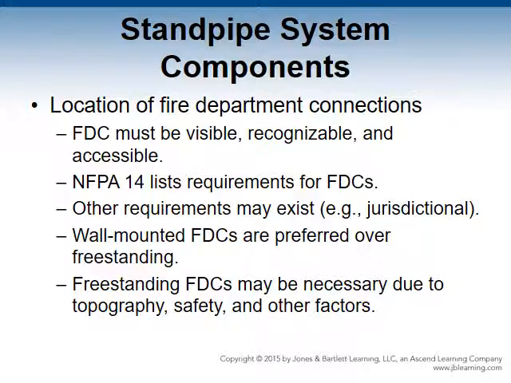Location of FDCs. The FDCs must be visible, recognizable, and accessible without obstruction. They must meet NFPA 14 requirements. The FDC must be no less than 18 inches and no more than 48 inches above the level of the adjoining ground, sidewalk, or graded surface. FDCs must be within 100 feet of a hydrant to reduce the amount of hose and the time required to connect to it.